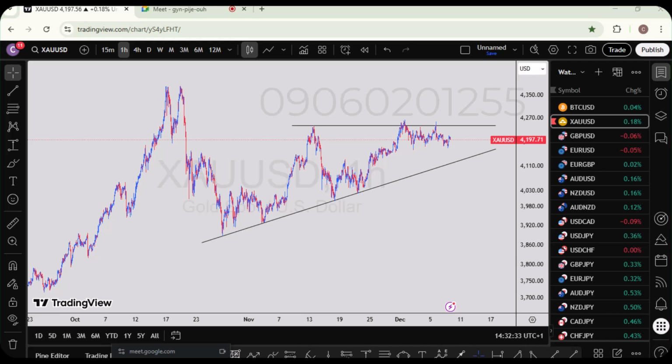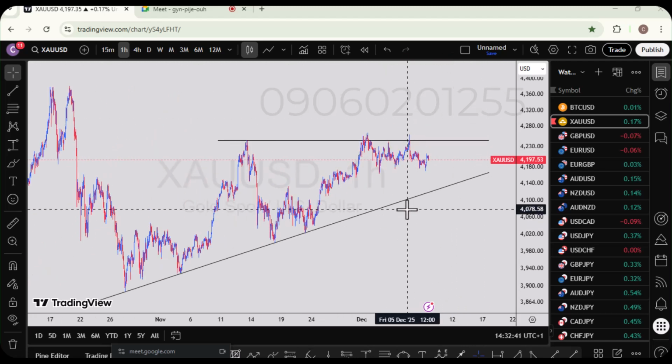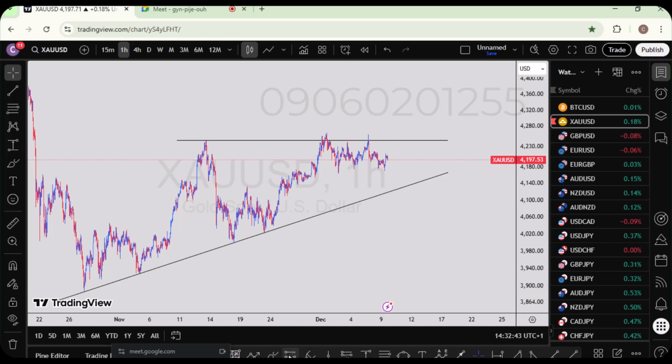So market is still flowing based on that. You can see how we are able to connect our ascending triangle. If the market should come back all the way into this, I need to remove this.